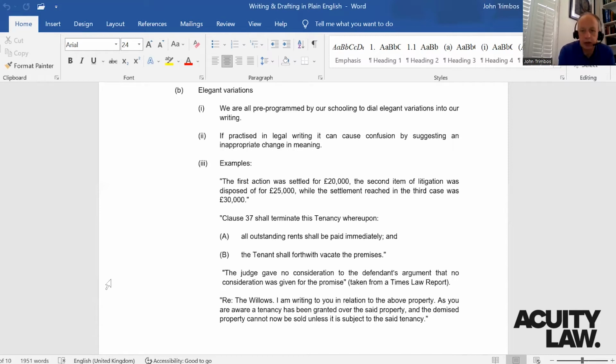And he said the client rang up and she said, what the hell is the demised property? What on earth are you talking about? And of course, it's the Willows all the way through, isn't it?